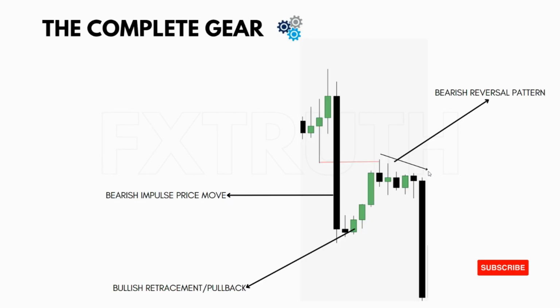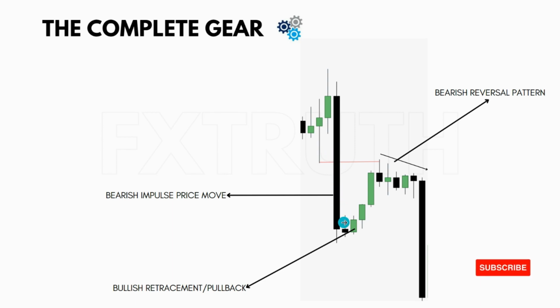Now, what we have right here on the screen is a complete implementation of the three gear strategy. You can see, first of all, we have the first gear, which is the impulse price move, which is now to the sell side. So the impulse price move tells us the direction we should be focused on. Now this price move is to the sell side, breaking structure right here. So that tells us, okay, now we are bearish. Our bias in the marketplace is to be bearish.